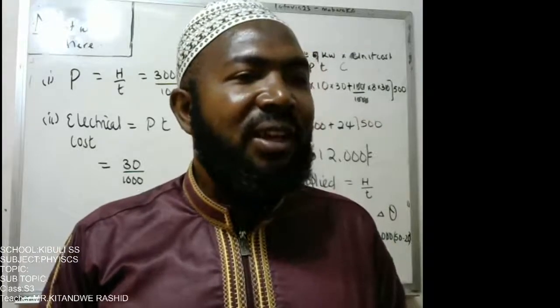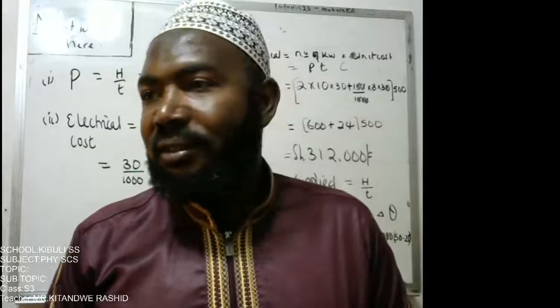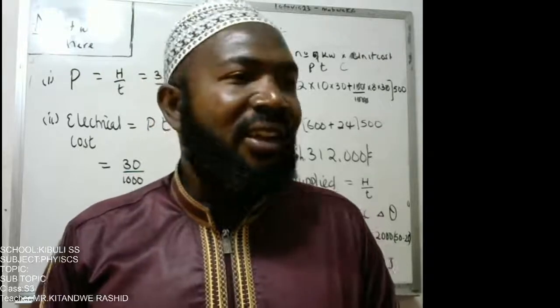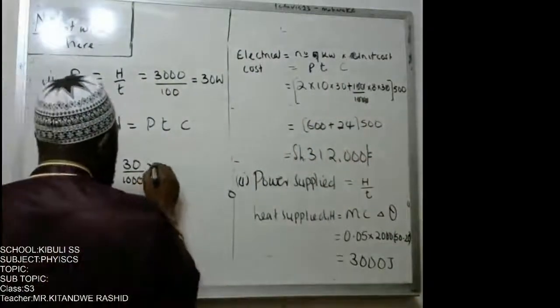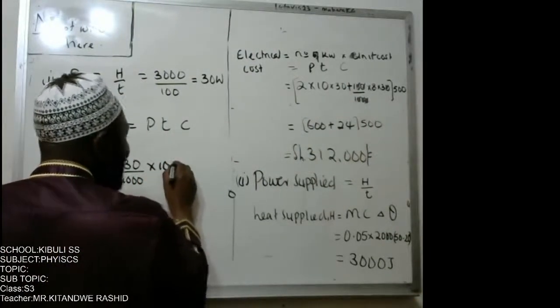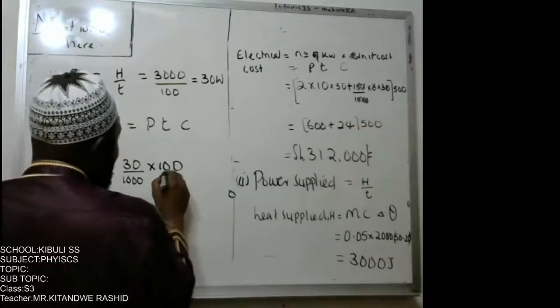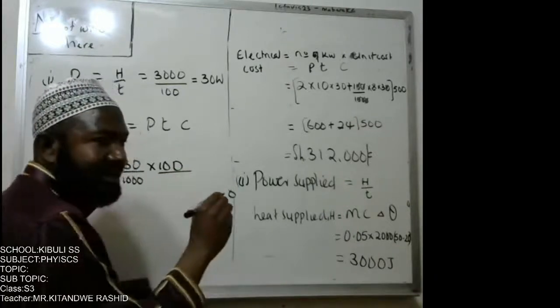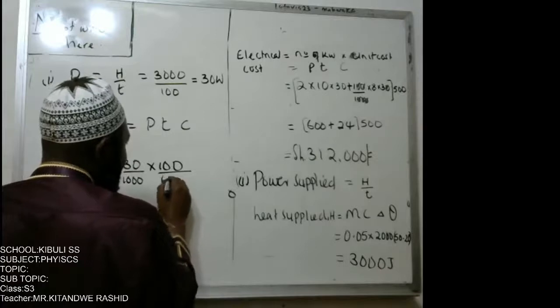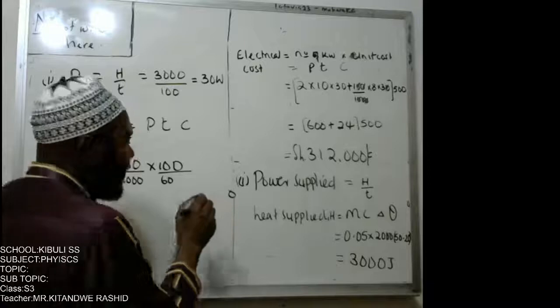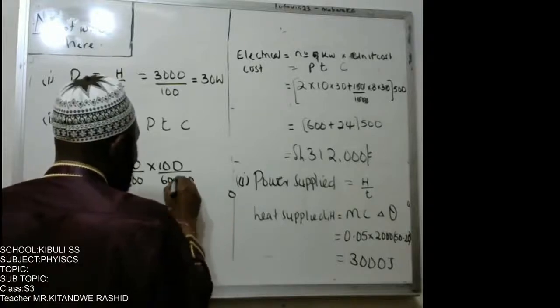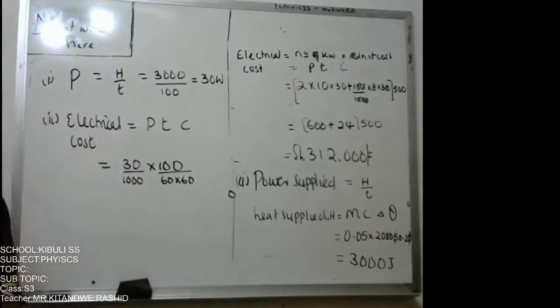We need to convert the seconds to hours. How do you convert seconds to hours? Time is 100 seconds. Each minute has how many seconds? 60. And each hour has how many minutes? So I think we have converted now the seconds to hours. Yes, you have done.